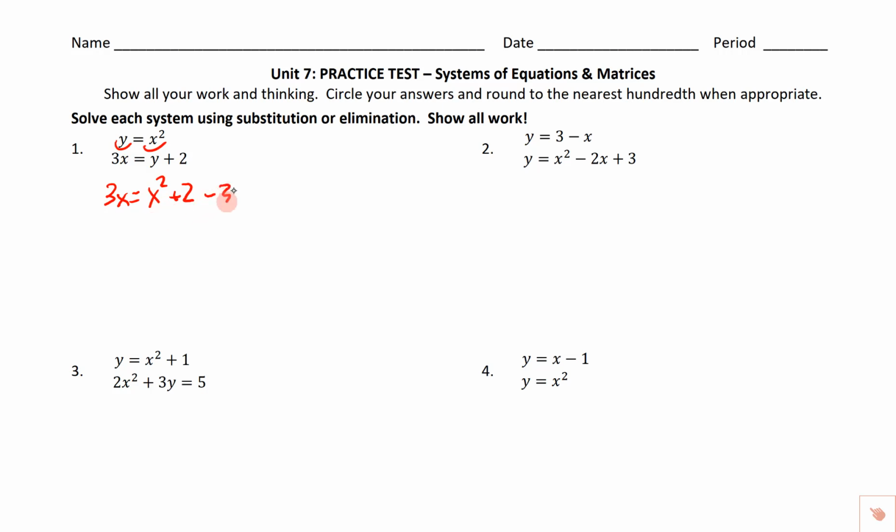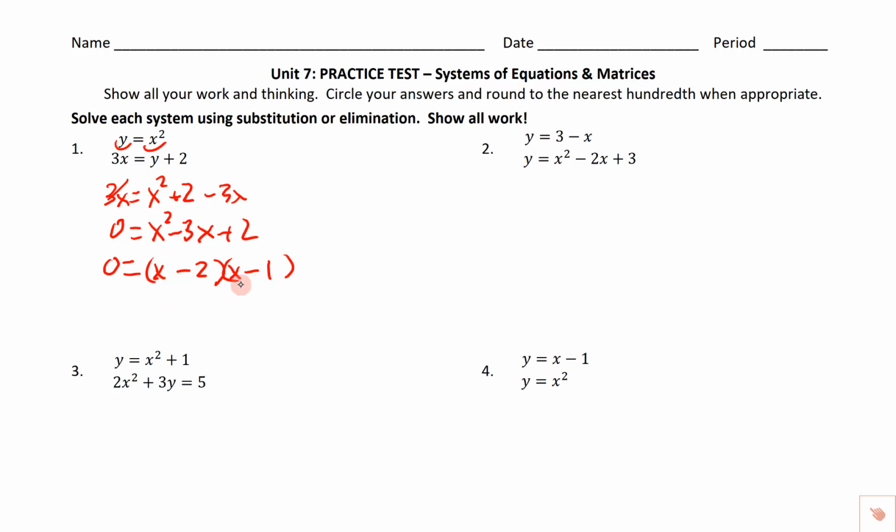So I'm going to subtract 3x. And I'm going to have 0 equals x squared minus 3x plus 2. And then we'll factor this. That's probably the easiest way to solve this. So I need two numbers that multiply to be 2 and combine to be negative 3. So that's going to be negative 2 and negative 1.